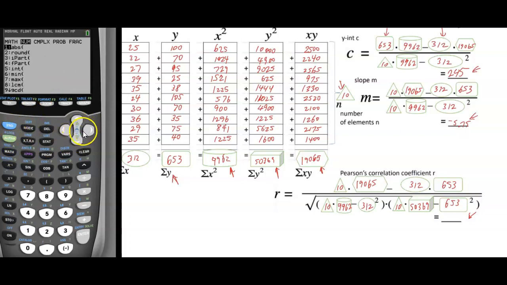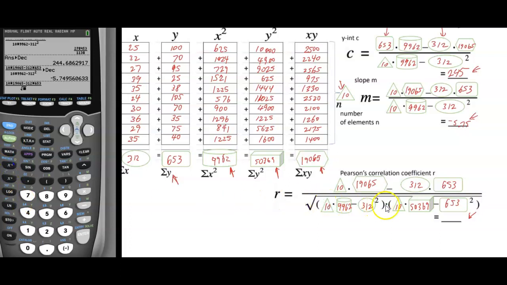So I'm going to do math, number, vertical fraction, and then on the top, it's just going to be very similar to the top of this one, right? 10 times 19,065 minus 312 times 653, divided by square root.